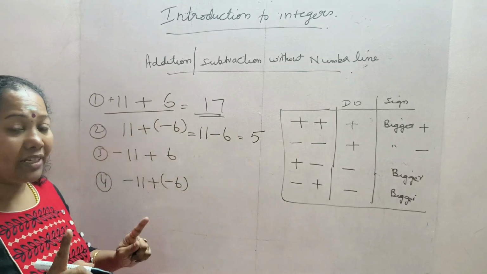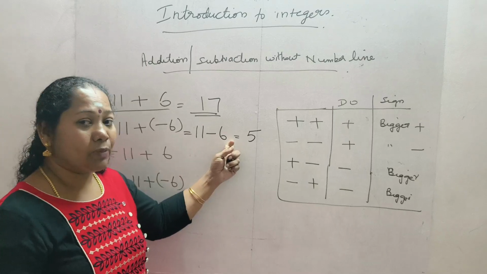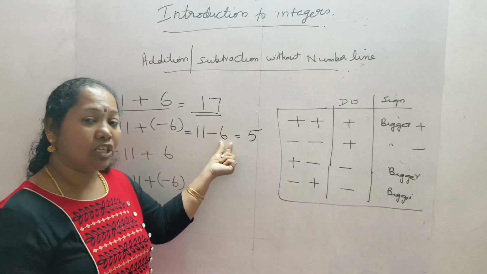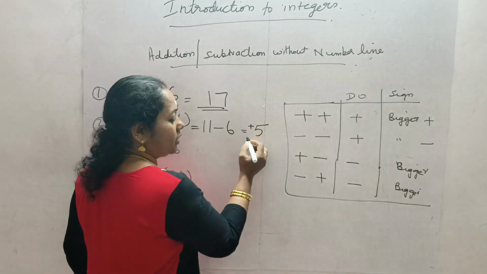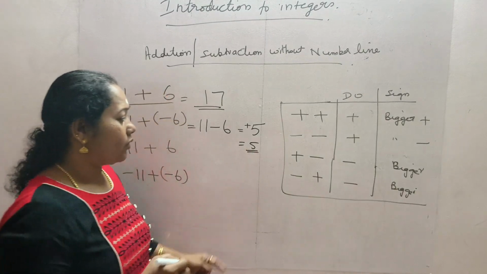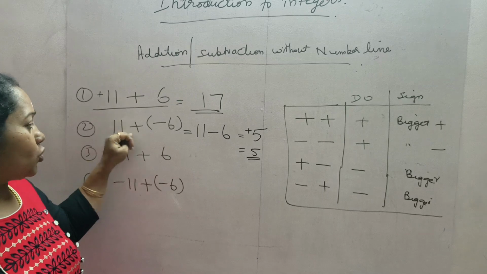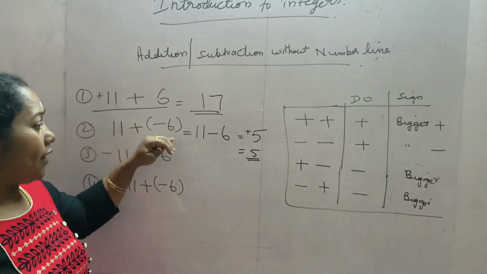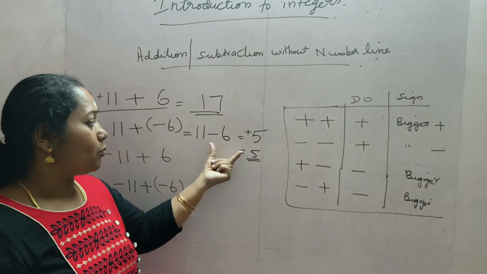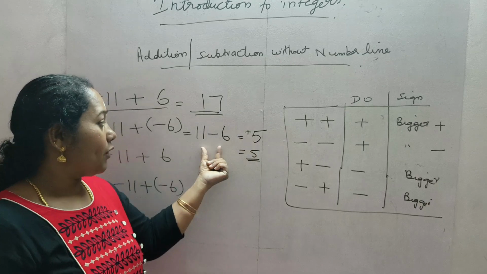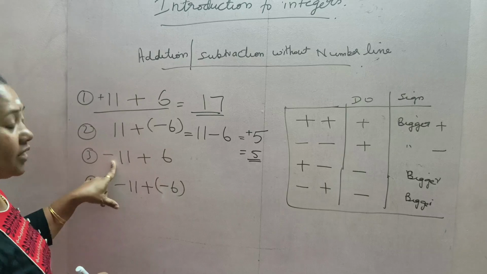Now we have to put the sign. Which is the bigger number, 11 or 6? 11 is bigger, 6 is smaller. So we have to put the sign of plus, that is the sign of 11. If you don't put any sign, then also it's okay. 5 is the same as plus 5. So if we have a positive number and a negative number, we have to do subtraction, that is 11 minus 6, and the number is 5. And we have to put the sign of the bigger number.